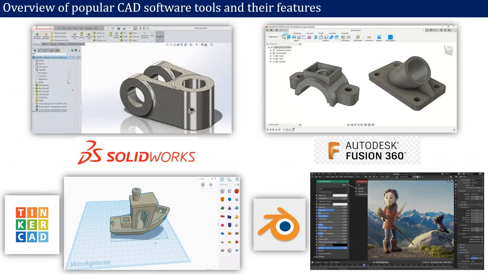Now let us take the popular CAD software. So we have SolidWorks, where we can design the 3D model. Fusion 360, which is free software for students for 1 year. We have Tinkercad, where we can design the model. And another open source software is Blender. Actually, Blender is used for designing game characters, but we can use it for our model creation also.